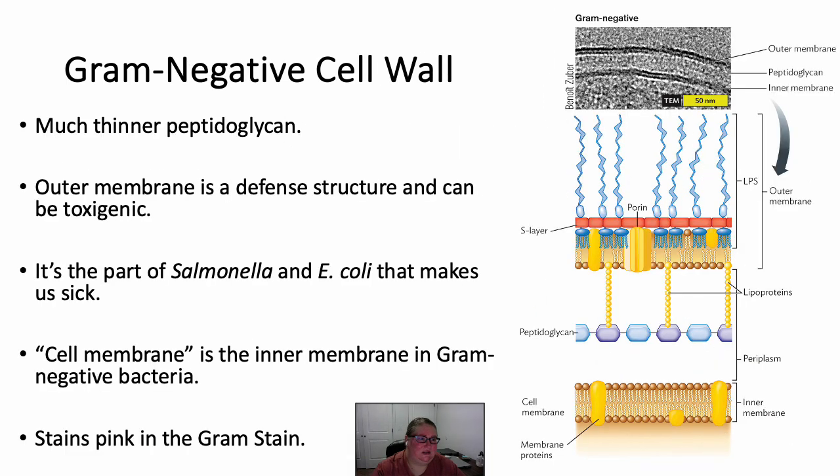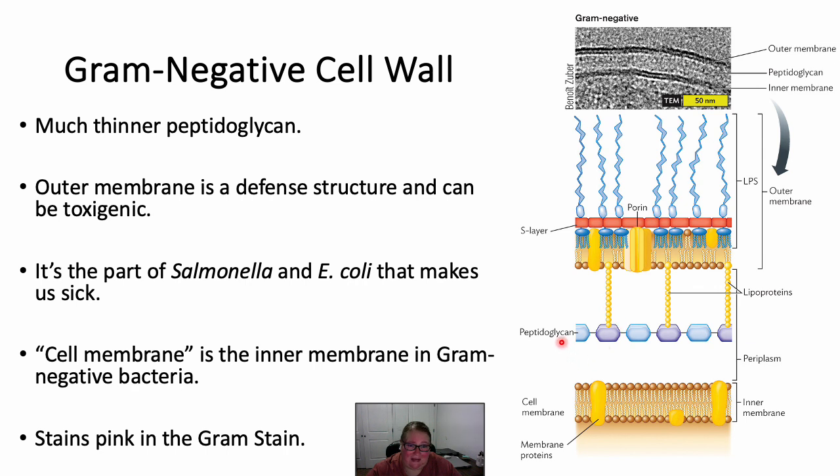Our gram-negative cell wall is much thinner. We're going to have a single layer or two layers, very thin. So that's the main defining characteristic. But one of the biggest differences between gram-positives and gram-negatives is the fact that gram-negatives have two membranes. They're going to have an inner membrane. In fact, this inner membrane is going to be the cell membrane or the plasma membrane. This is the one that we talk about when we're talking about transport. And then we're going to have this outer membrane.